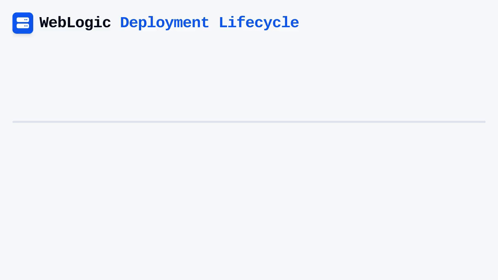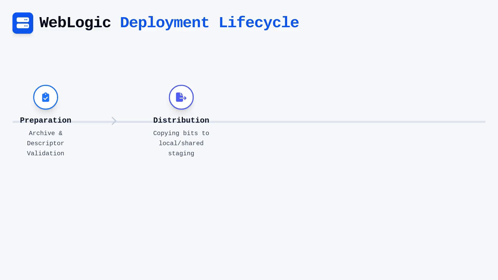The deployment process within a WebLogic domain follows a rigorous lifecycle that transitions an application through several distinct states. Initially, the process begins with preparation, where the server validates the archive and its descriptors to ensure that the environment can support the application requirements. Following preparation, the distribution phase occurs, which involves the physical copying of the bits to the target server's local staging directory or a globally shared location. Once the files are securely in place, the activation step occurs, effectively loading the classes and resources into the JVM and marking the application as ready to receive traffic.